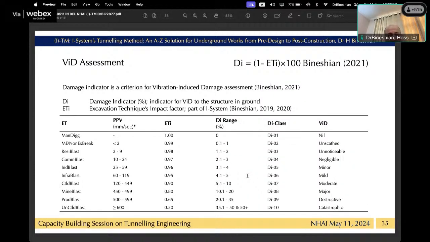Vibration-induced damage assessment is only included in I system and ITM, which helps you assess how much you are deteriorating the surrounding ground when you are advancing in the tunnel. So you would be able to control it and reduce the cost and time.